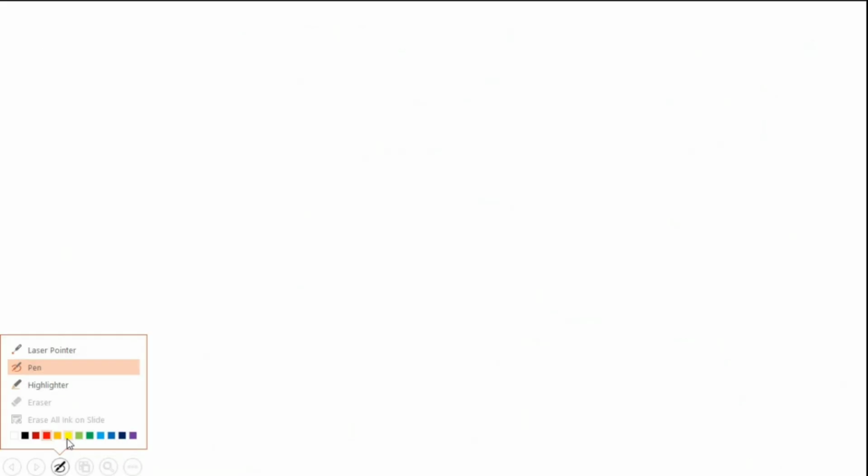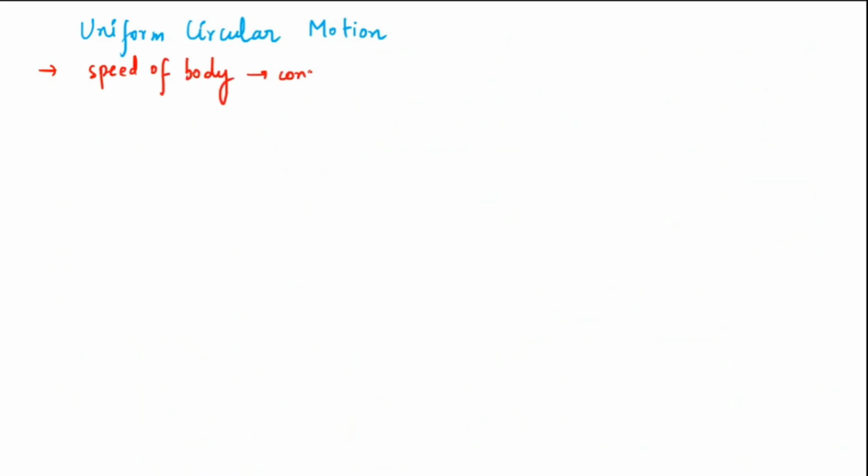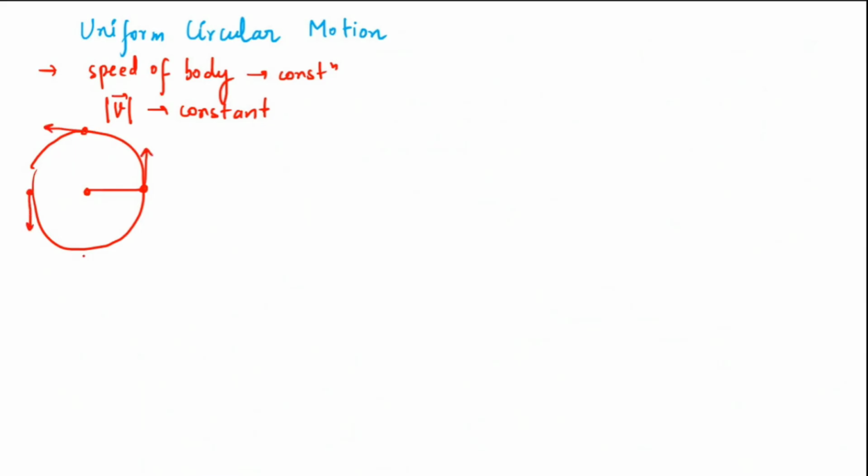Let us talk a few more things about uniform circular motion. As I mentioned, the first characteristic of this is that the speed of the body is going to be constant. And the speed of the body being constant means the magnitude of velocity is going to be constant. But velocity is not going to be constant, because if you just look at the motion of the particle, at every point, the direction of velocity is changing, right?